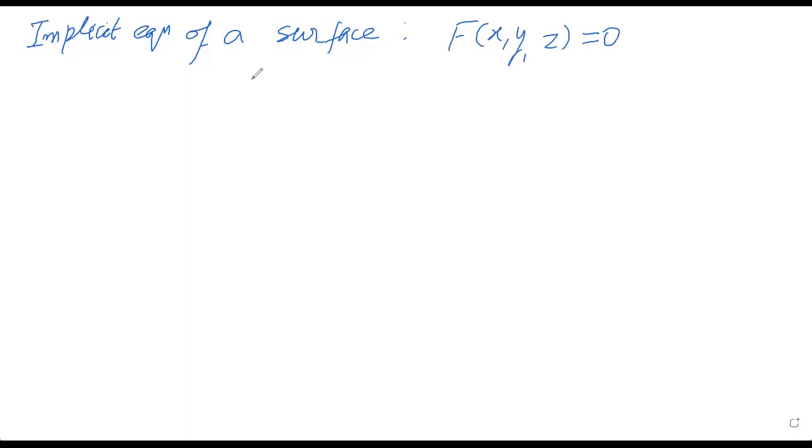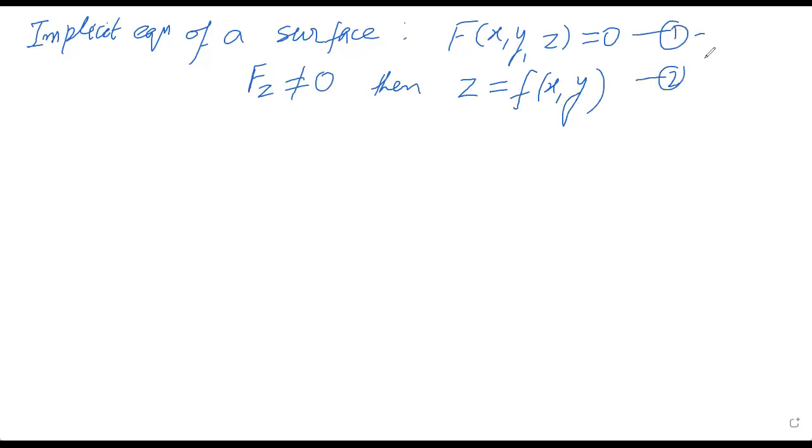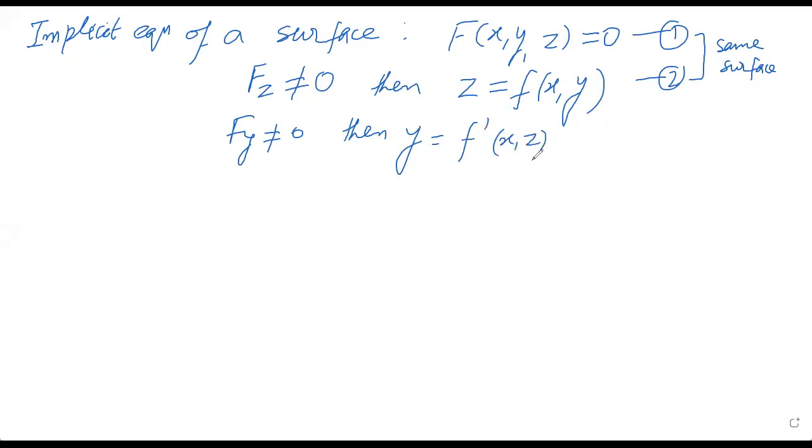And if we have a condition that fz is not equal to 0, then we can represent this as a function z = f(x, y). These two both represent the same surface. If suppose you have fy not 0, you can represent y is equal to some f dash of (x, z), and so on.